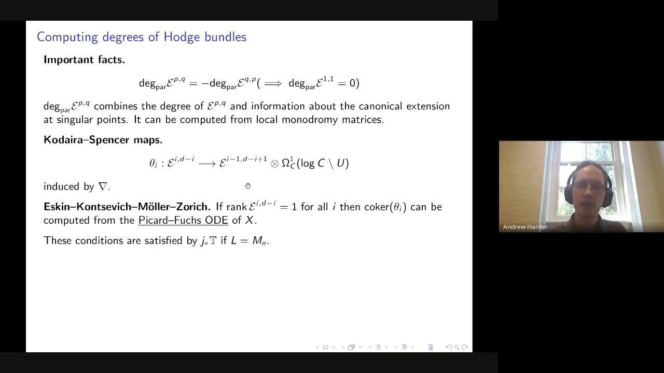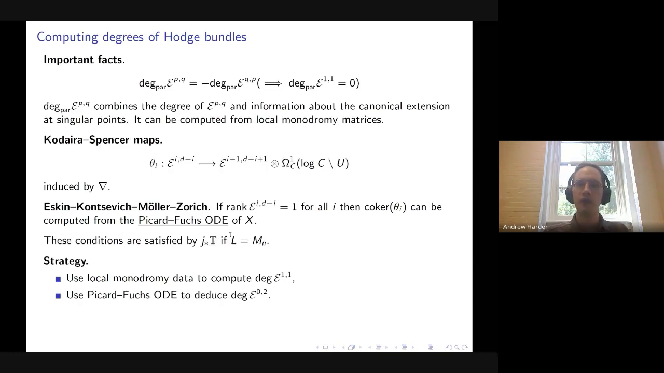In particular, the condition that these ranks are all equal to 1 is satisfied if we have a lattice polarized K3 surface with M_n polarization. So now this reduces our strategy to the following. We want to use local monodromy data to compute the degree of E11, and we want to use the Picard-Fuchs equation to deduce the degree of E02. Once we have that, we can determine whether our original family of K3 surfaces could have been Calabi-Yau or not. Okay, right, so we have this data.